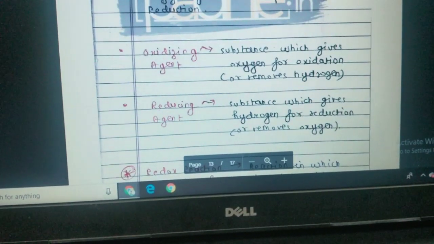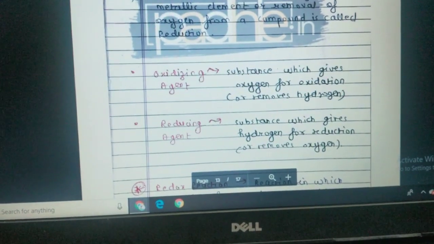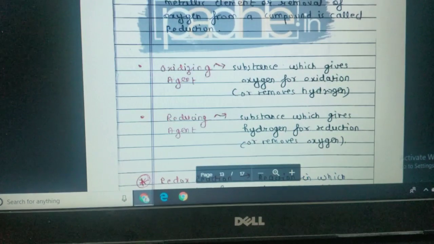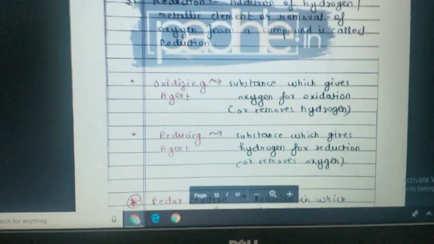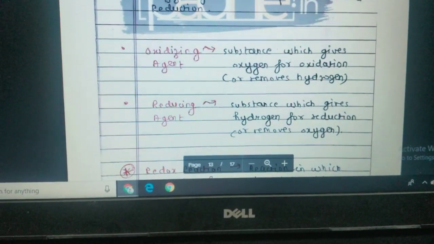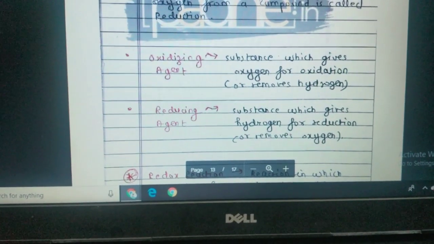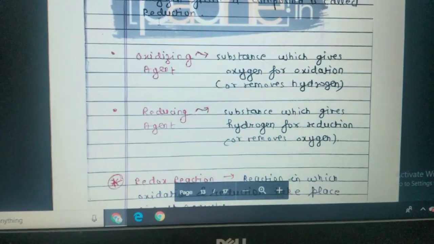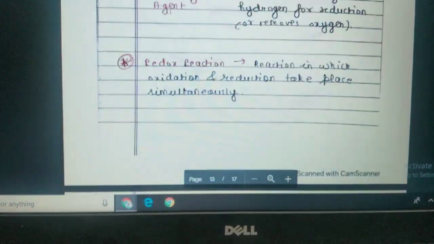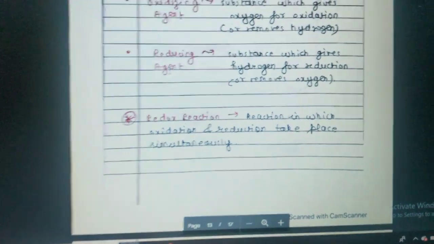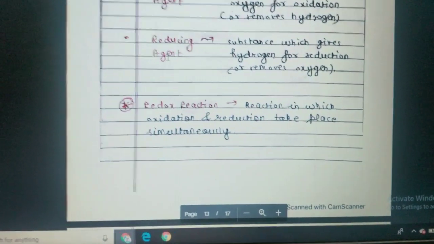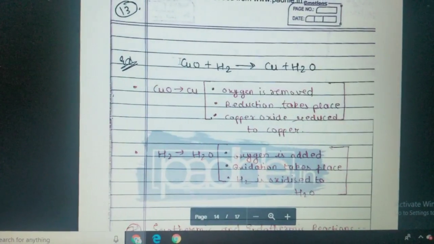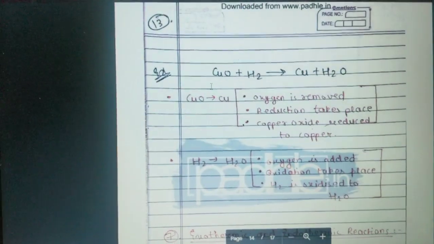An oxidizing agent is a substance which gives oxygen for oxidation or removes hydrogen. Next is reducing agent, a substance which gives hydrogen for reduction or removes oxygen. Then it's redox reaction, a reaction in which oxidation and reduction take place simultaneously. Here you can see the example.